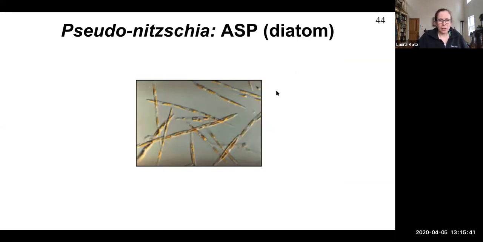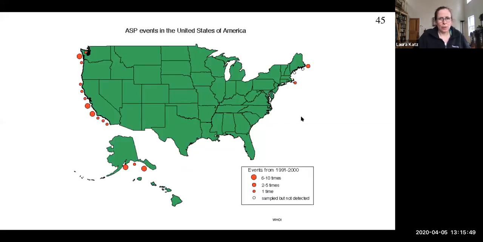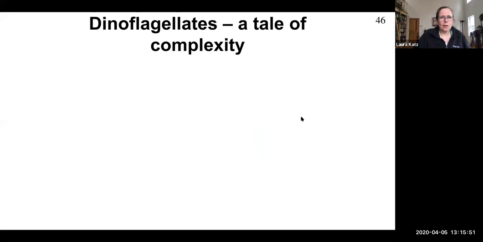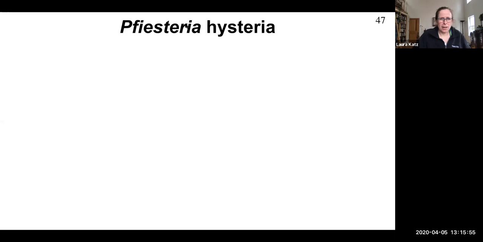Not all red tides are dinoflagellates. Here's a diatom called Pseudo-nitzschia, which causes an amnesia where you lose your memory. And here are where those events occur. I want to end the dinoflagellate story by just telling you the tale of this complexity of a dinoflagellate genus called Pfiesteria, which led to Pfiesteria hysteria.